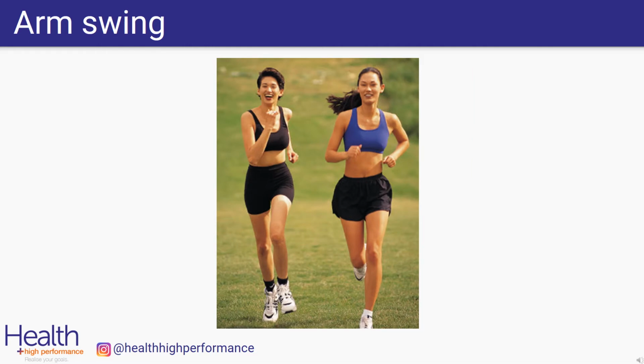Another common running technique fault seen in runners is arm swing issues. Here on the left we see a common fault with the arms crossing over the midline. Ideally we want the arms to go slightly inwards when swinging, but they should never cross over the midline.